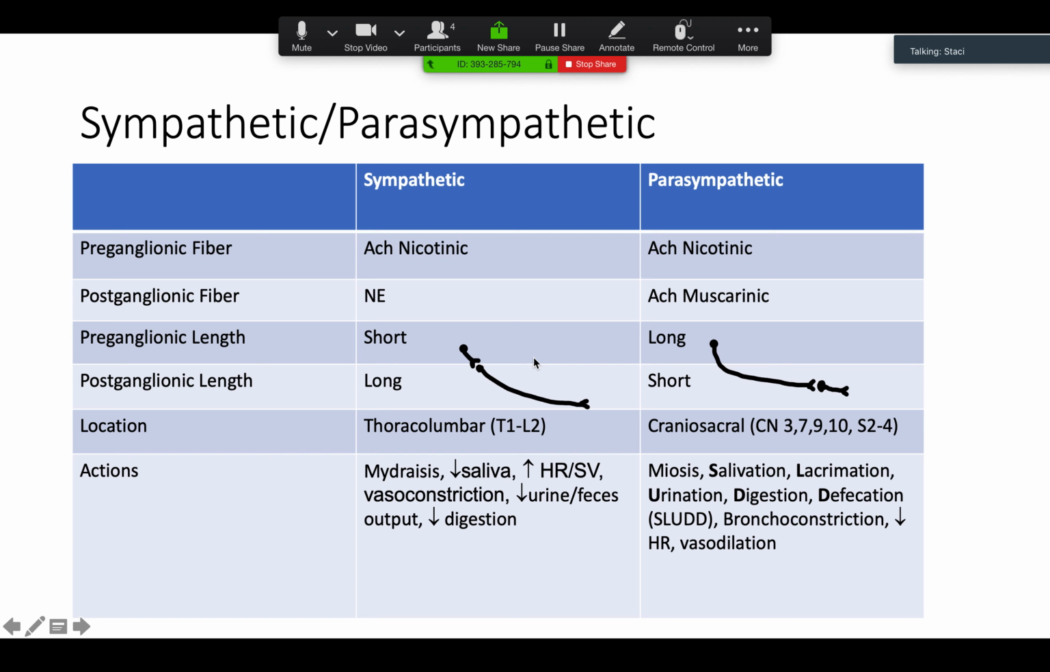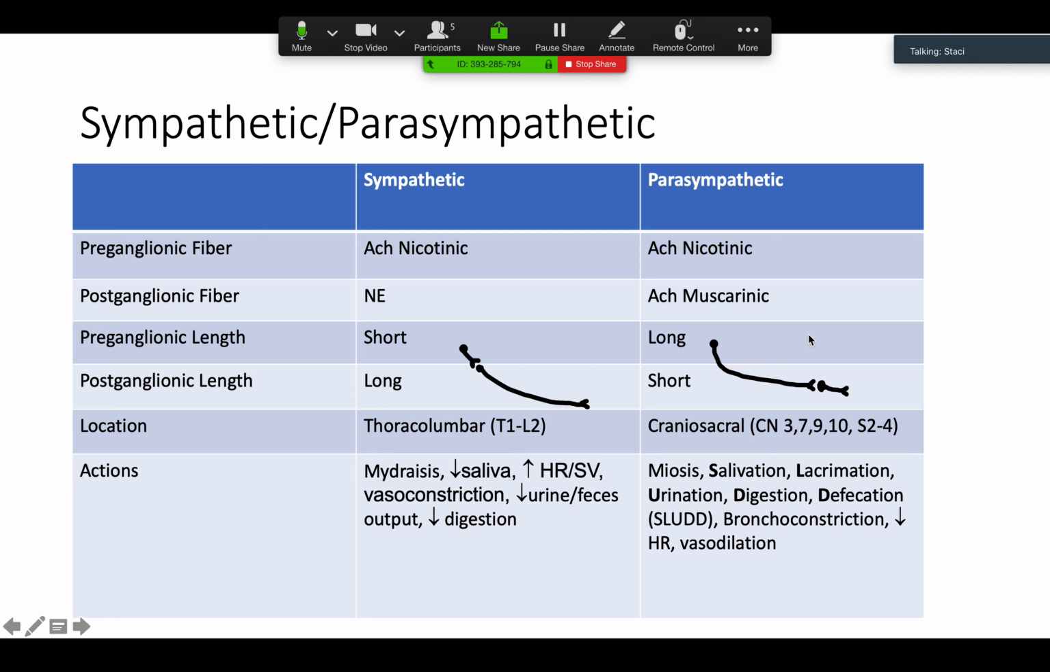I sort of think of it as when you're in lab and you're looking at the body, coming straight off of those vertebrae, it's going to be really short, then it'll synapse, and then you've got really long nerves that go out to our body. However, in our parasympathetic, the preganglionic length is going to be super long, and then it'll synapse, and then the postganglionic will be really short.